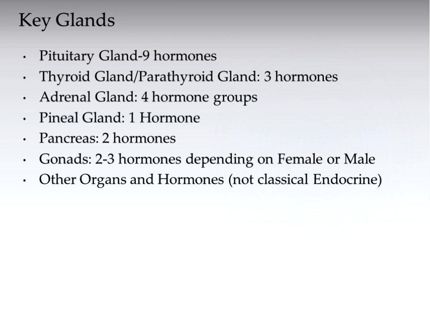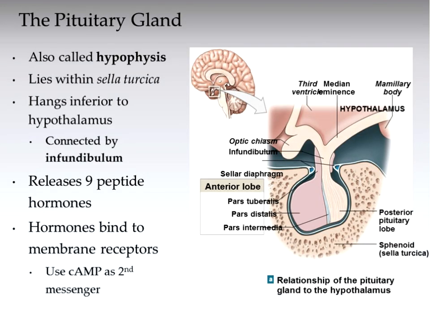We are going to do the gonads, and again, the females produce 3 hormones, the males produce 2, but the effects of the pituitary regulation, it's FSH and LH on both. We are going to hit a few other organs and hormones that are not typically put in the classical endocrine system, but there's really no other place to go over them, so we will hit the few little oddballs here and there. So let's first get our bearings on the pituitary gland.